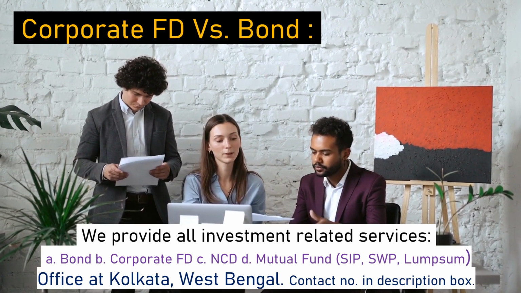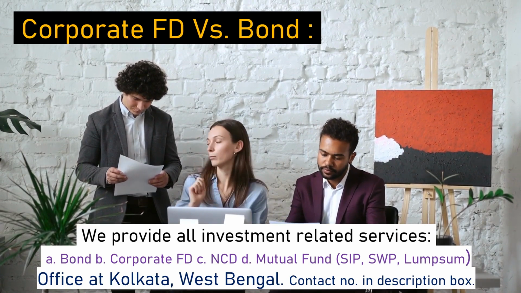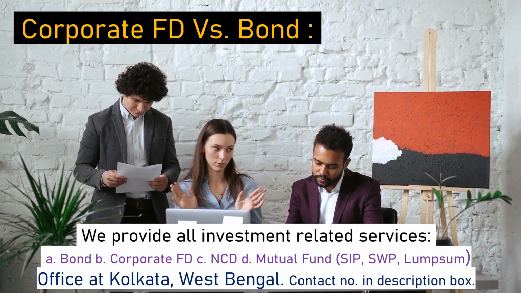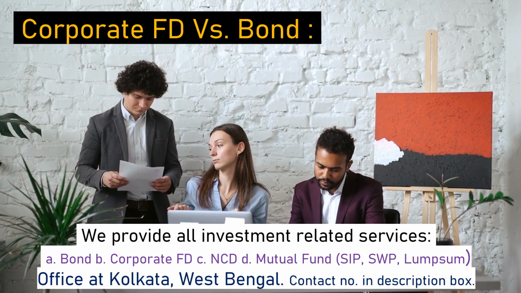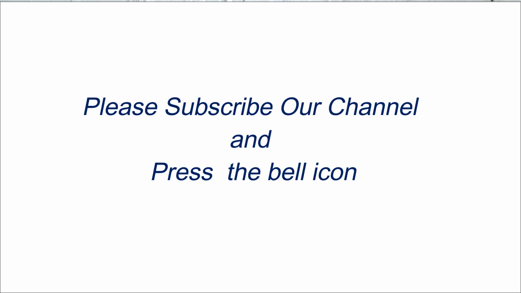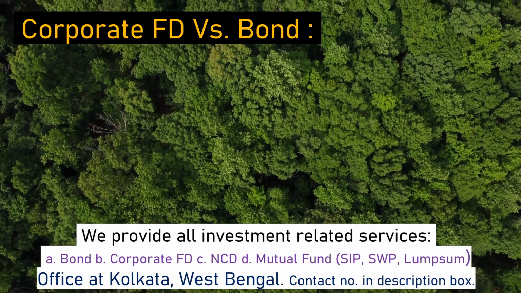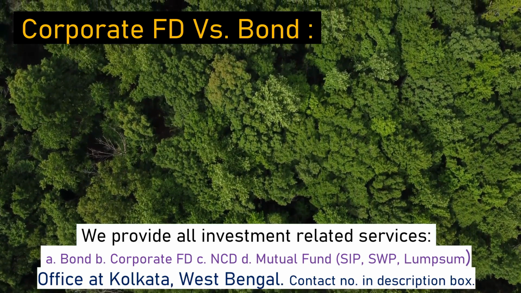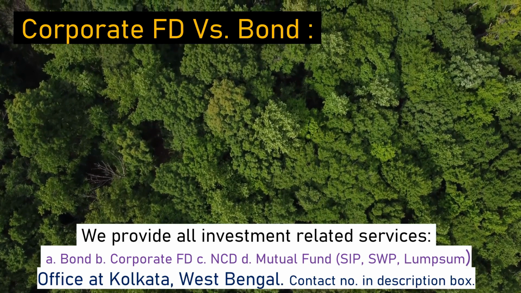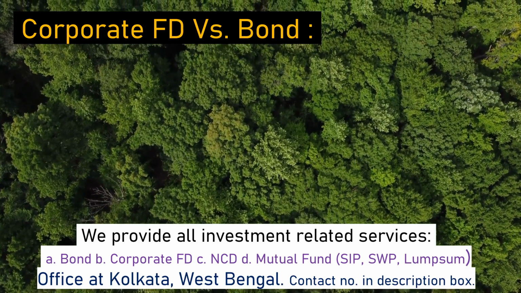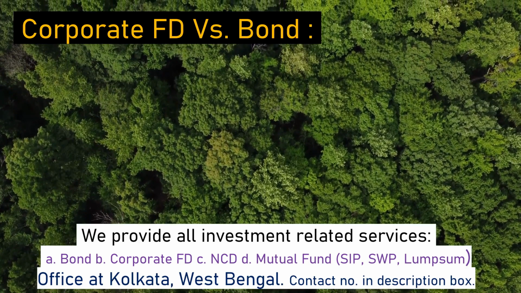Now comes the point of risk. The risk varies depending on the type of bond. Government bonds are considered very safe, while in case of corporate bonds, risk depends on the issuing company's creditworthiness. Bonds are often rated by credit rating agencies, and higher rated bonds carry lower risk. Now comes the point of liquidity. Bonds, especially those listed on exchanges, can be bought and sold in the secondary market, providing higher liquidity than corporate FDs. However, the liquidity can vary depending on the bond type and market conditions.